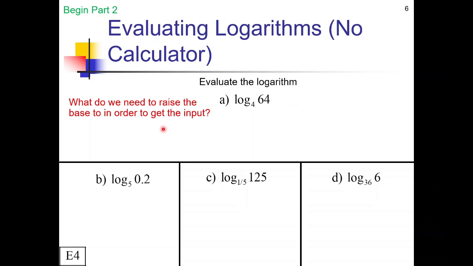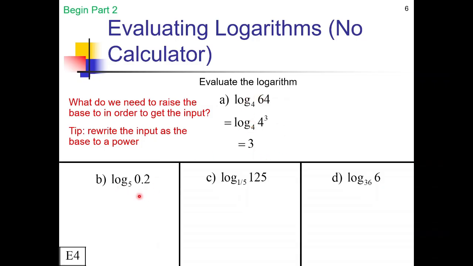So one trick you can do, one kind of mental strategy in order to achieve this, is to try rewriting your input as the base to some power. So with that in mind, pause the video and see how many of these you can get. All right, let's go through these now one at a time. So for the first one, I'm asking, what do I need to raise 4 to get 64? Well, 64 is 4 to the 3rd power. Therefore, log base 4 of 64 would equal 3.